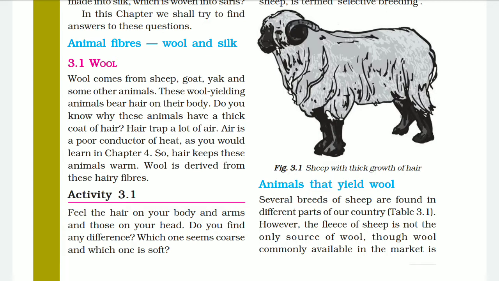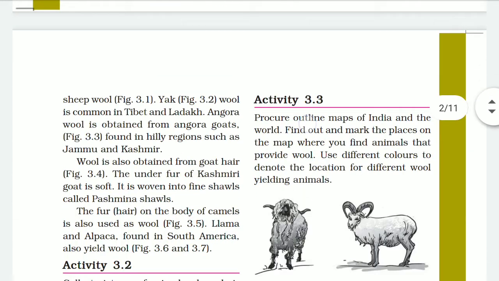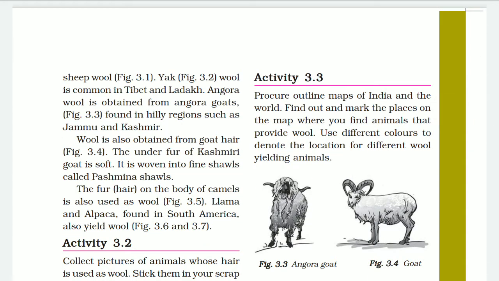Animals that yield wool: several breeds of sheep are found in different parts of the country. However, the fleece of sheep is not the only source of wool, though the wool commonly available in the market is sheep wool. Yak wool is common in Tibet and Ladakh. Angora wool is obtained from Angora goats found in hilly regions such as Jammu and Kashmir. Wool is also obtained from goat hair. The underfur of the Kashmiri goat is soft. It is woven into fine shawls called pashmina shawls.